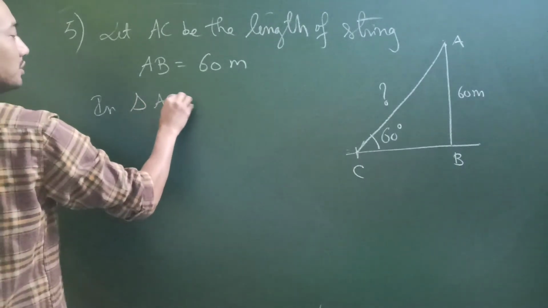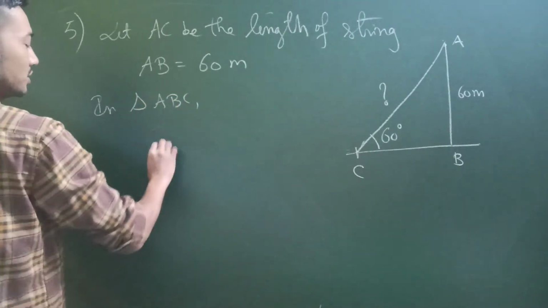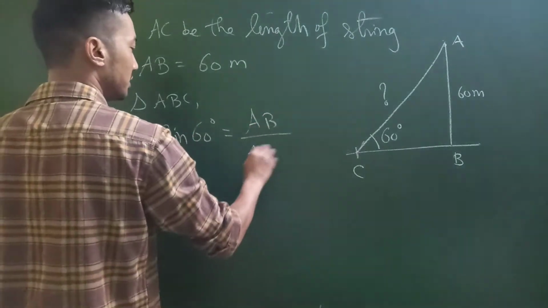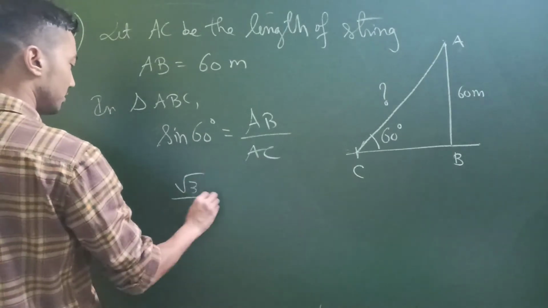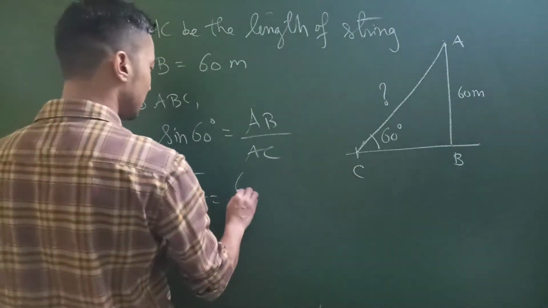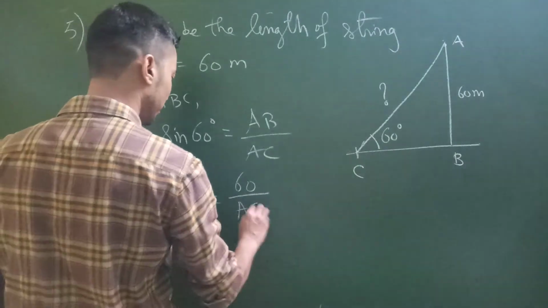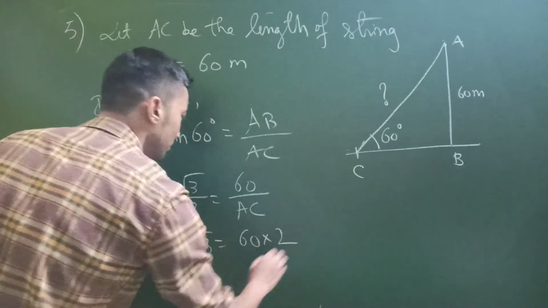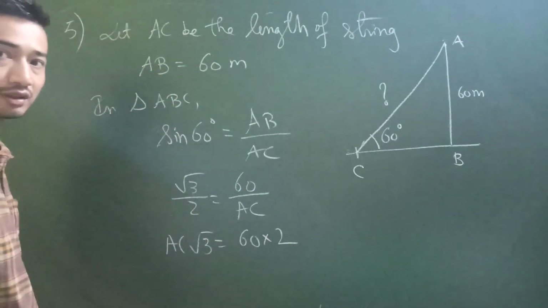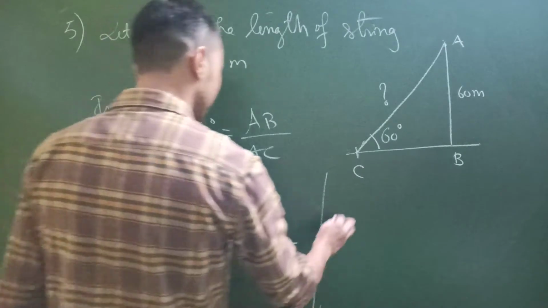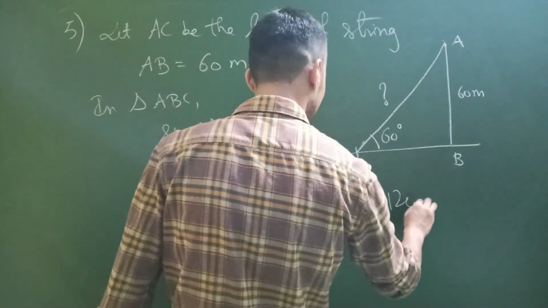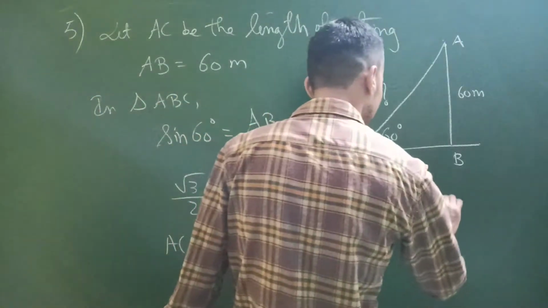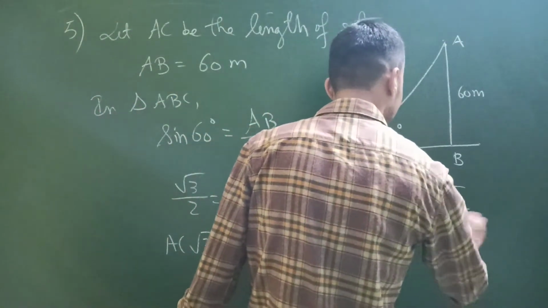In triangle ABC, which ratio are we going to use? Sine of 60 degrees is perpendicular height by the hypotenuse. Sine 60 is root 3 by 2. So root 3 by 2 equals AB 60 upon AC, which we have to find out. So AC into root 3 equals 60 into 2. That's going to be AC equal to 120 upon root 3. Just like the previous problem, let us rationalize, root 3 upon root 3.